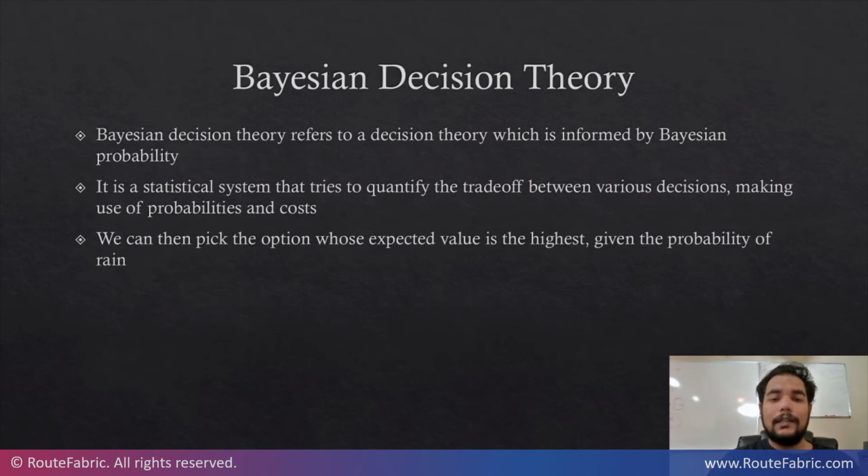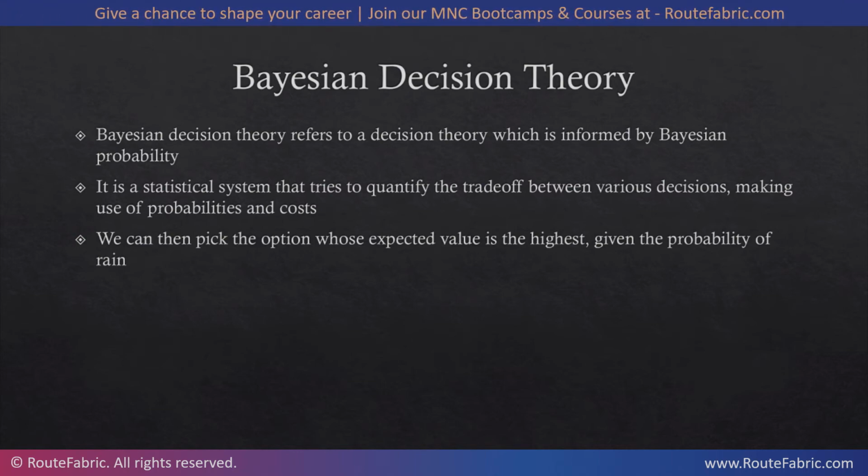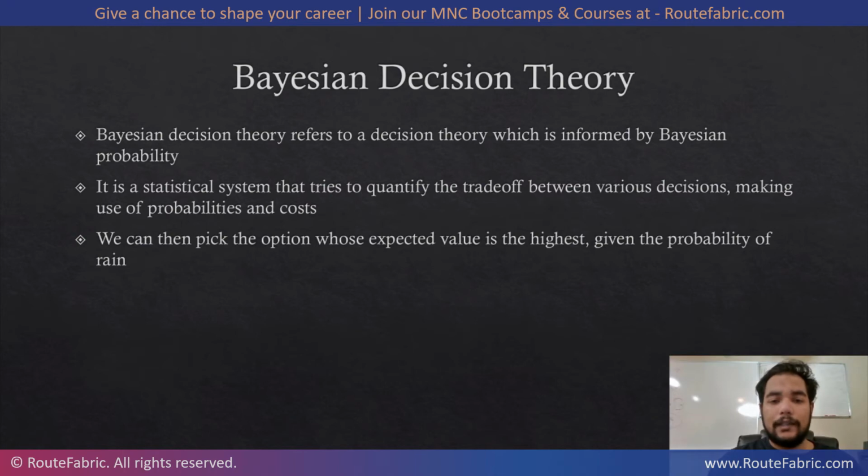Now let us look at Bayesian decision theory. Bayesian decision theory refers to the decision theory which is informed by Bayesian probability, which we get by using the Bayesian theorem. It is a statistical system that tries to quantify the trade-off between various decisions, making use of probabilities and the cost function. We can pick the option whose expected value is the highest, for example, given the probability of rain versus the probability of cloud.